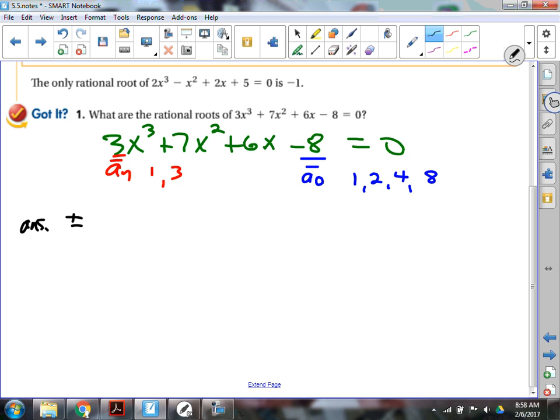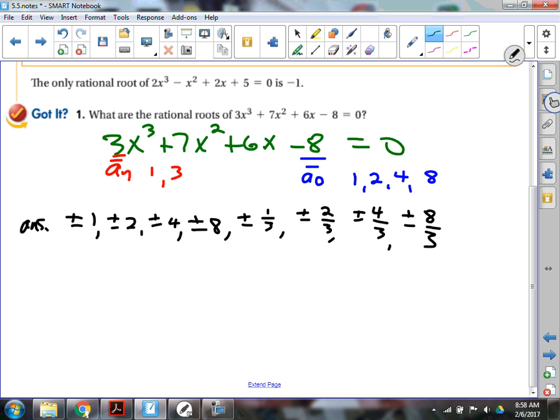Plus or minus 1, 2, 4, 8, and then plus or minus. So remember, we're dividing a sub 0 by a sub n's factors. So plus or minus 1/3, right? Good. Right. There we go. So that's not so bad, is it?